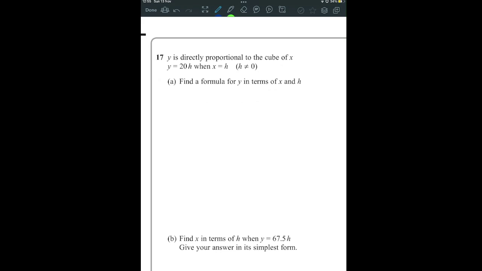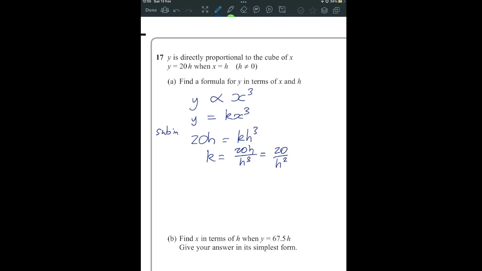Well, let's do what we'd always do. Y is directly proportional, y, fish symbol, to the cube of x, so x cubed. The fish symbol we replace with equals k. And then we're going to sub in the given values. Well, y was 20h and x was h cubed. Well, the method continues by finding k. Let's divide by the h cubed, and then notice that the numerator and denominator have a common h, which we can cancel out, leaving 20 over h squared.